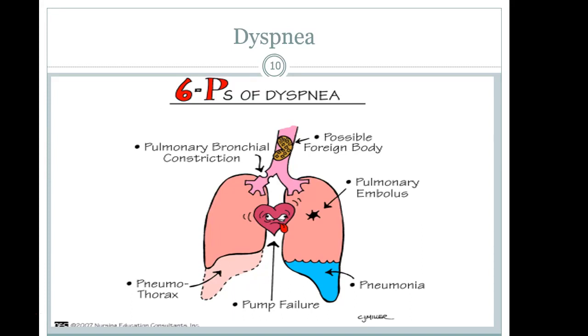Pneumonia, collection of fluid in the lungs, would definitely lead to shortness of breath. If you have a lung collapse and you end up with a pneumothorax, that would lead to having shortness of breath. And finally, if your heart's not perfusing appropriately and correctly, this definitely will lead to your lungs struggling to compensate for that lack of oxygenation to the tissues. So heart failure or heart pump failure.